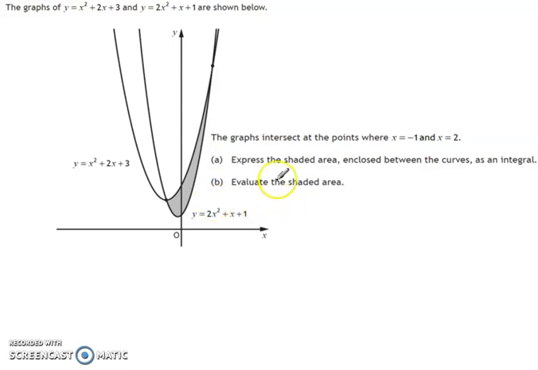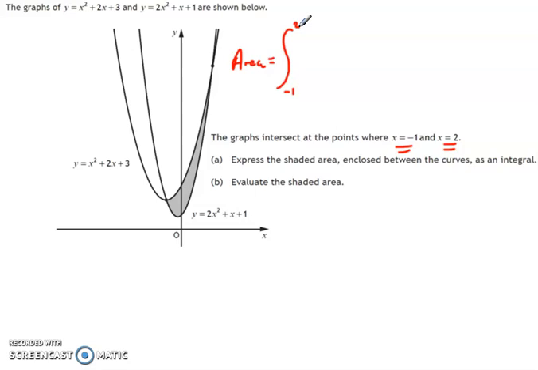Now in this one we're quite lucky because it tells us it intersects at the points -1 and 2. So we know that already, so we can write straight away that our area is equal to the integral between -1 and 2. What we now need to do is figure out it's the integral of what between -1 and 2. So we need to figure out the function we're going to be integrating itself.